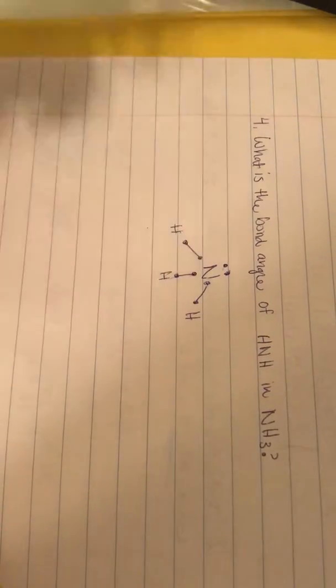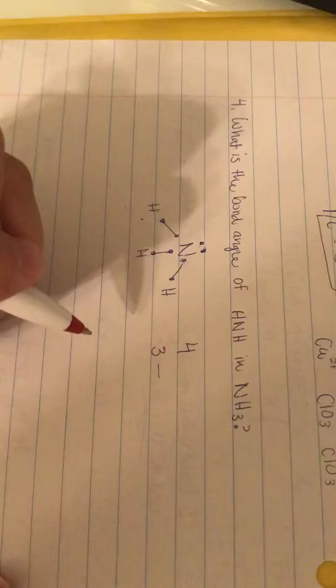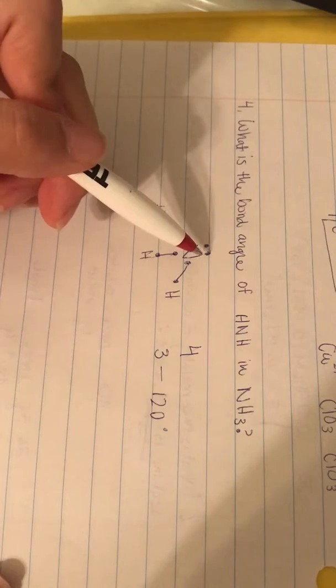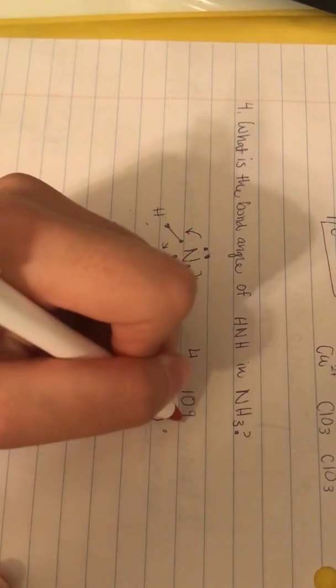Basically, this N has 4 things attached to it, but only 3 of them are bonds. And when something only has 3 things attached to it and all of them are bonds, its angle is 120. But since there are 4 things and only 3 of them are bonds, but one of them is a lone pair, this lone pair is going to push against these bonds and make them closer together, which means that the bond angle is going to be just below that at 109.5.